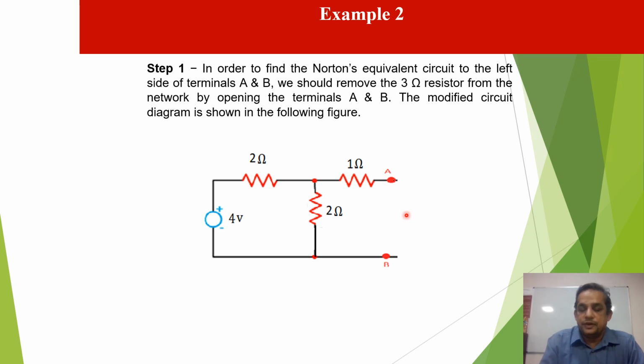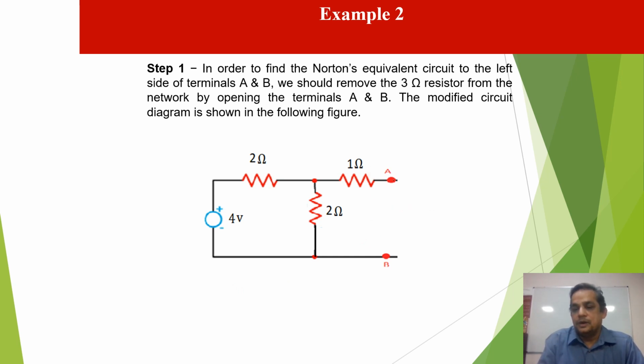Firstly, remove the load resistance, which is 3 ohm. Step 1, in order to find the Norton equivalent circuit to the left side of terminal A and B, we should remove the 3 ohm resistor from the network by opening the terminal A and B. The modified circuit diagram is shown in the following figure. Here we remove the load resistance.